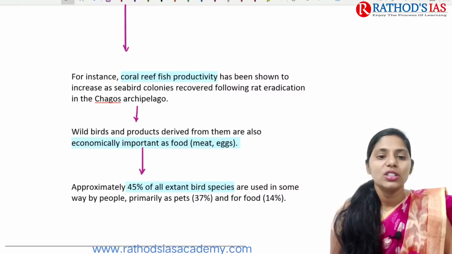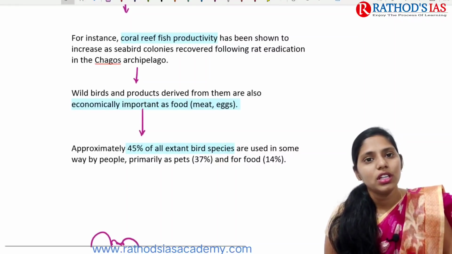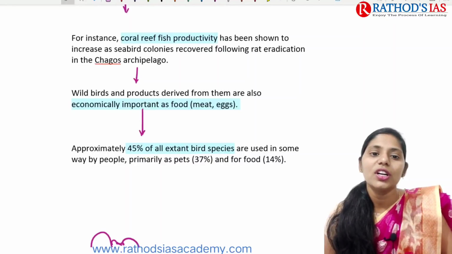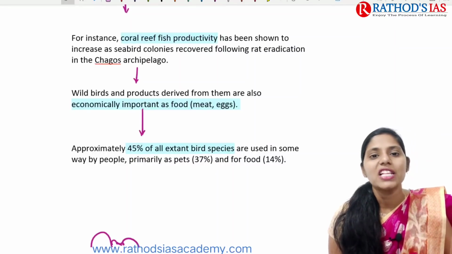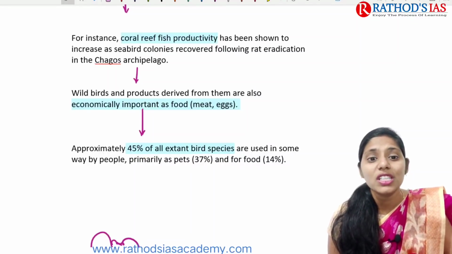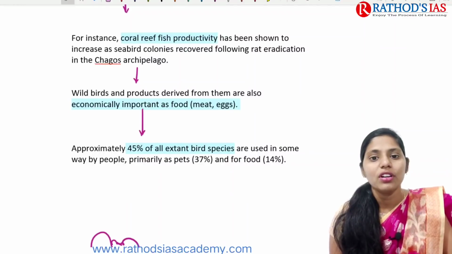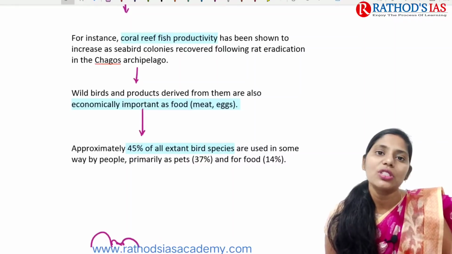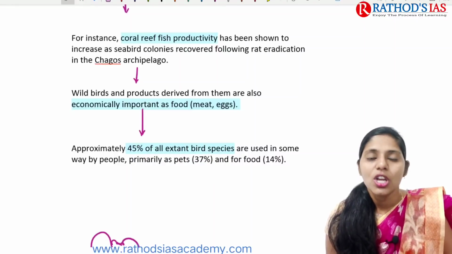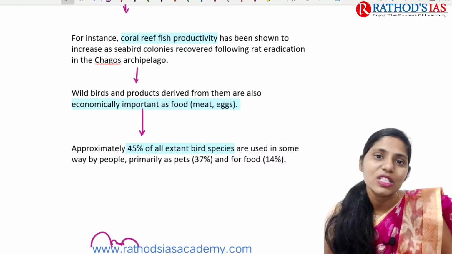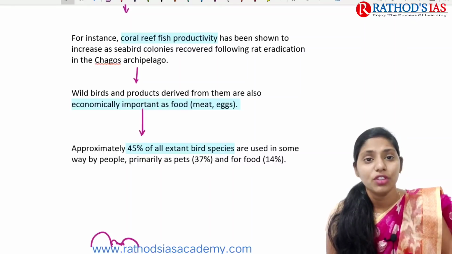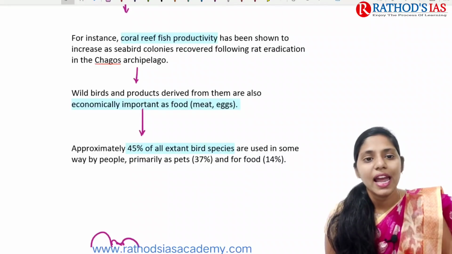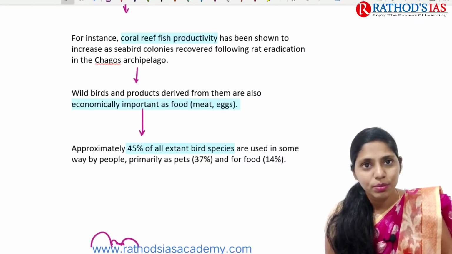Next, if you're talking about the role played by birds, coral reef fish productivity has been shown to increase because of the seabird colonies that recovered following rat eradication in the Chagos Archipelago. In the Chagos Archipelago there is coral reef fish production, but the rats present there were mainly affecting this productivity. Whenever seabird colonies develop, they are helpful for coral reef fish productivity.